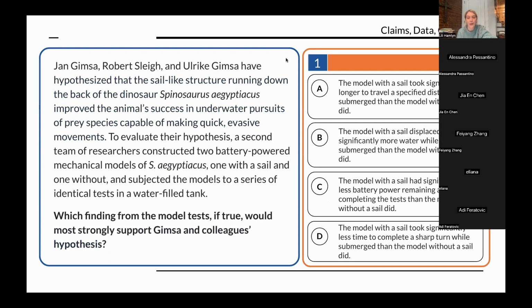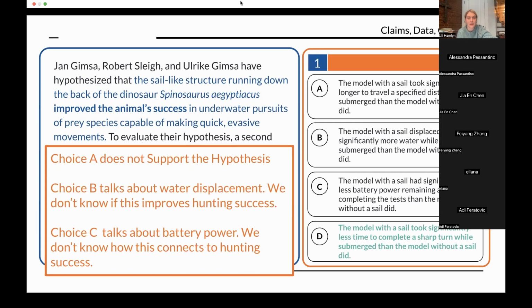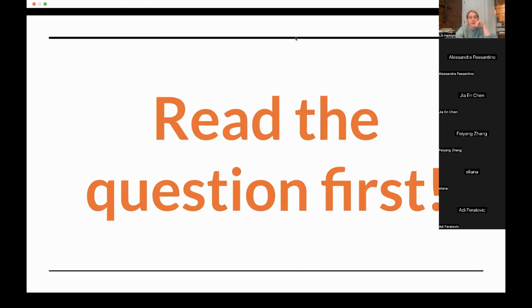So then, knowing that, we get the answer choices. And then we can see that A doesn't support the hypothesis. B talks about water displacement, and we're not talking about that. And C talks about battery power, and we don't know what this has to do with hunting success. So does this make sense to everyone, that you're reading the question, finding the hypothesis, and then using the answer choices to check against the hypothesis? It's easier to focus on the hypothesis in your mind than trying to contain the entire piece of text. Great.